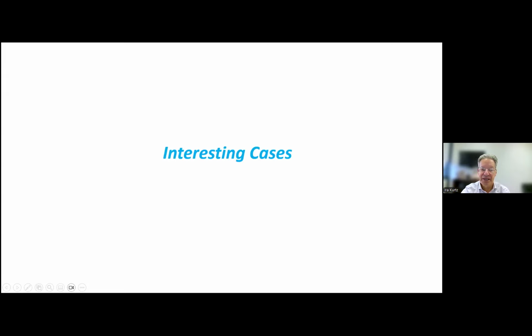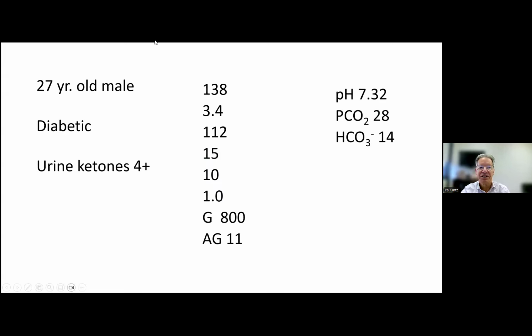So here are some interesting cases now. Let's look at this case. 27-year-old male diabetic with 4+ ketones in the urine. We are asked to make an acid-base diagnosis. We look at the total CO2 or the bicarbonate. We don't look at the pH. We focus on these two numbers since we have both. And again, they're both down. And we know we either have a metabolic acidosis or we have an acute or a chronic respiratory alkalosis. We have 3 acid-base disorders which are going to lower the bicarbonate or the total CO2.